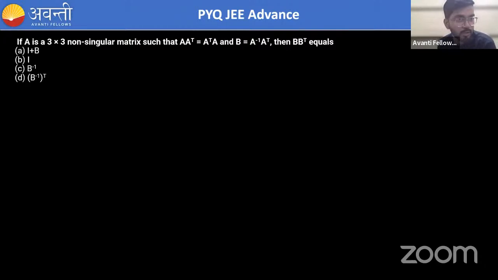In the first question, what the question says is: if A is a 3 by 3 non-singular matrix such that AA transpose is equal to A transpose A. This is not a property, but it is specifically given that A is such a matrix that this condition holds. And B in terms of A can be written like this. They are asking what is the value of B transpose.